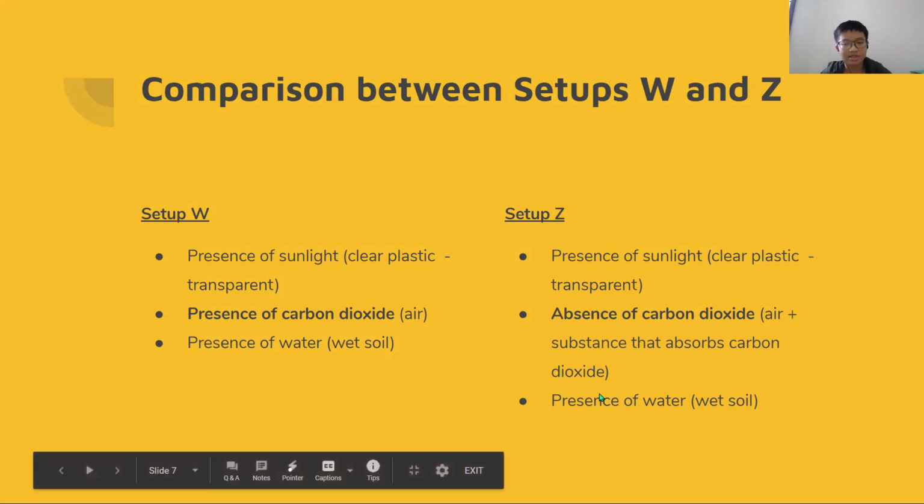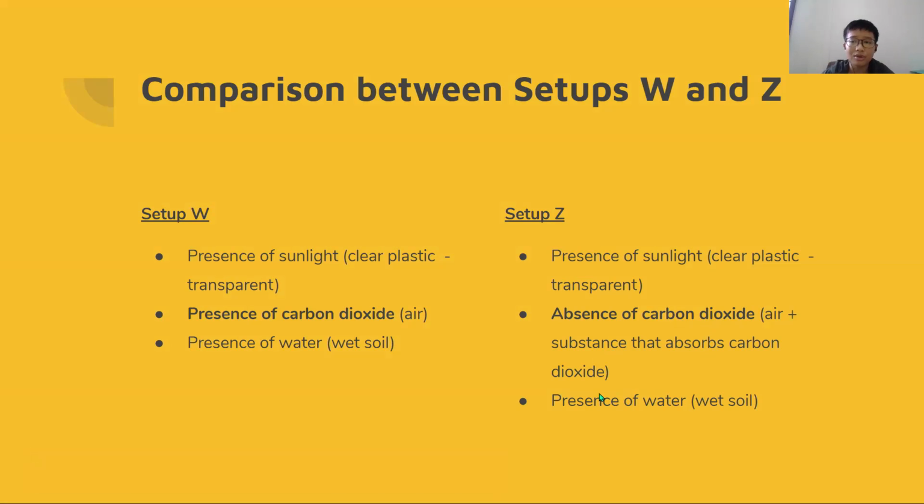And finally, there's a presence of water as well. So we can say that the difference between setups W and Z is the presence of carbon dioxide, where setup W has a presence of carbon dioxide, meaning that there is carbon dioxide in setup W, while setup Z has an absence of carbon dioxide, meaning that there is no carbon dioxide in this setup.